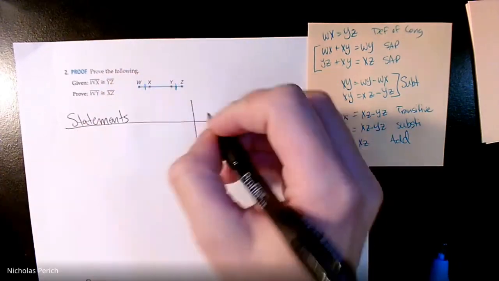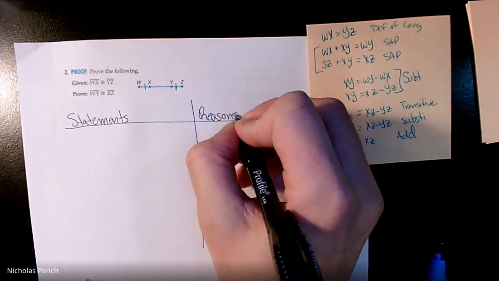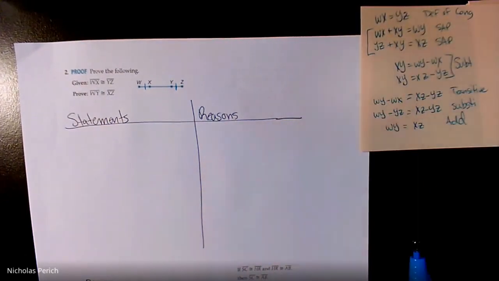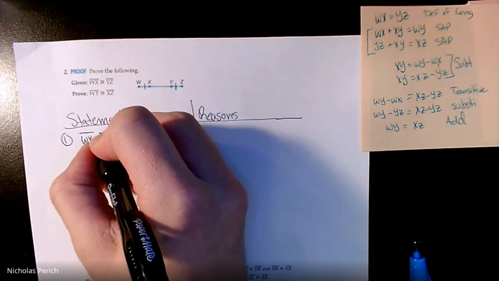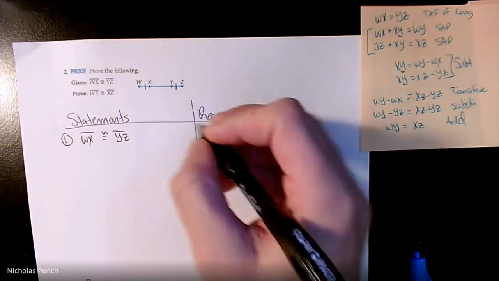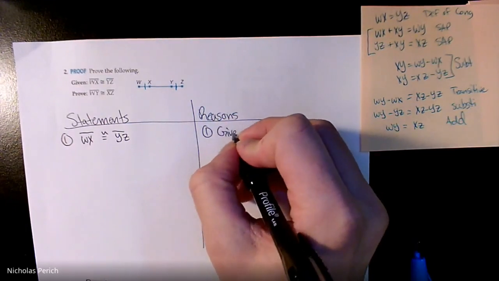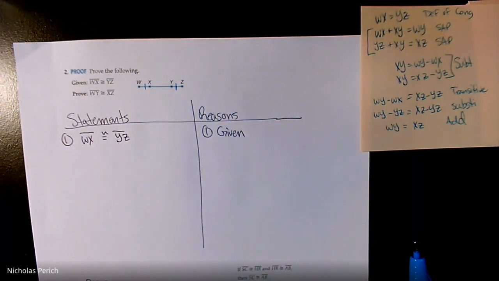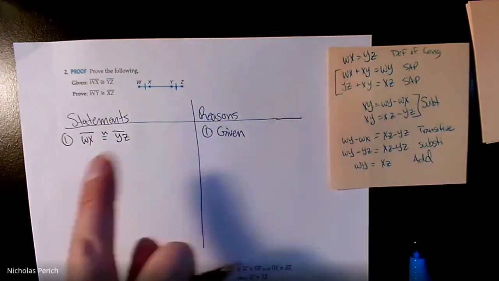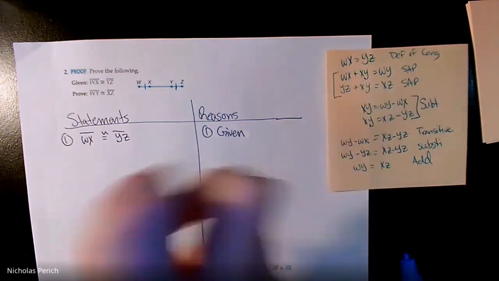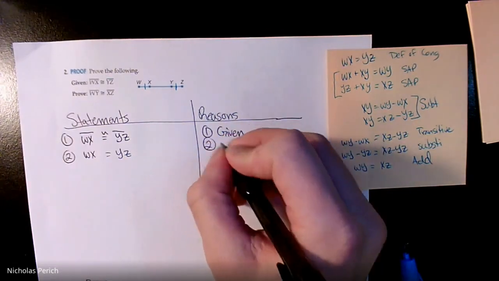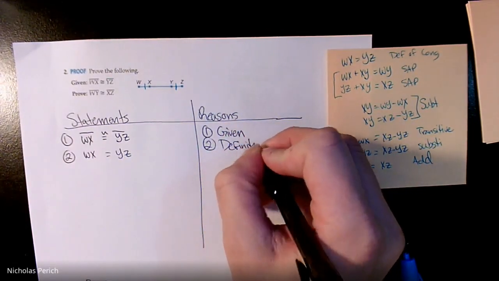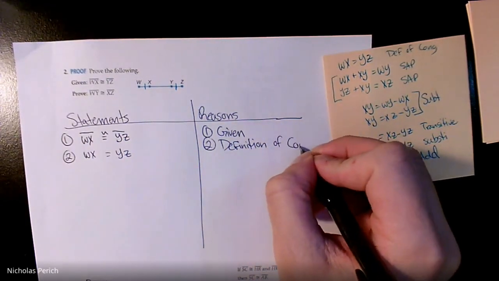Statement. Reason. Statement number 1 is my given. WX is congruent to YZ, and that's my given. I need to say that if WX is congruent to YZ, although it's redundant, I need to then say that WX equals YZ. It's just one of those things that you have to do. That's the definition of congruence.